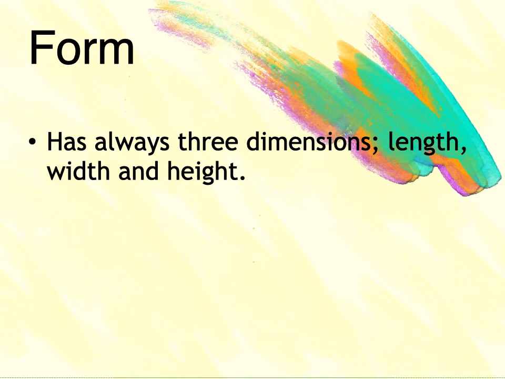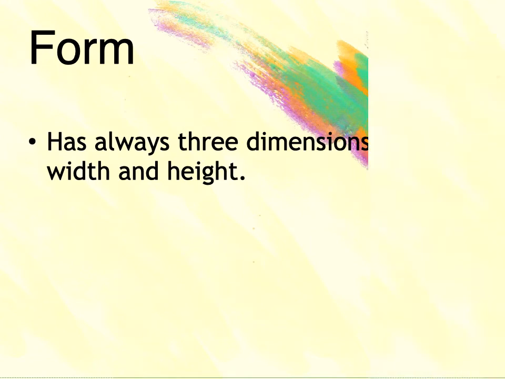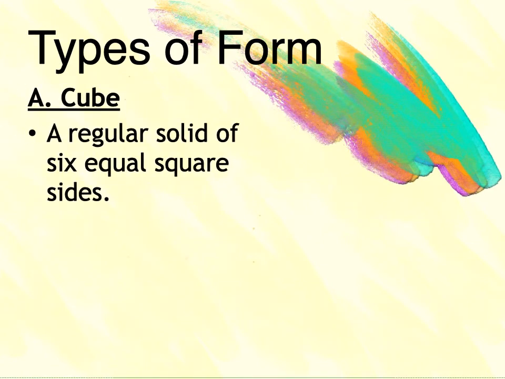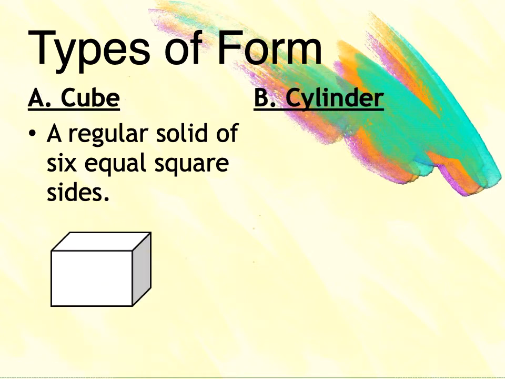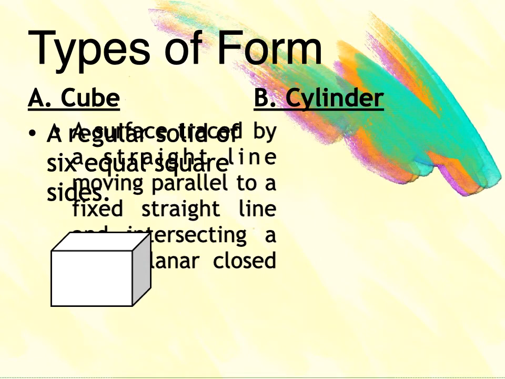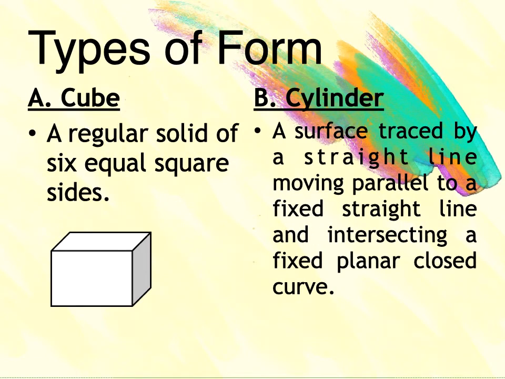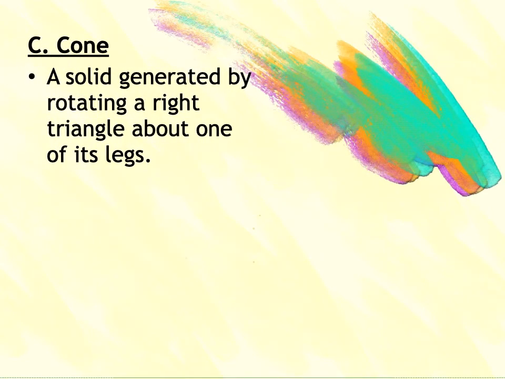The next element is form. Form always has 3 dimensions, length, width, and height. Some types of forms are a cube, a regular solid with 6 equal square sides. Everybody's familiar with that. A cylinder, a surface traced by a straight line moving parallel to a fixed straight line and intersecting a fixed plane or closed curve. That's a very fancy definition that you do not really need to know, but you can draw a picture of it. A cone, a solid generated by a right triangle on one of its legs.